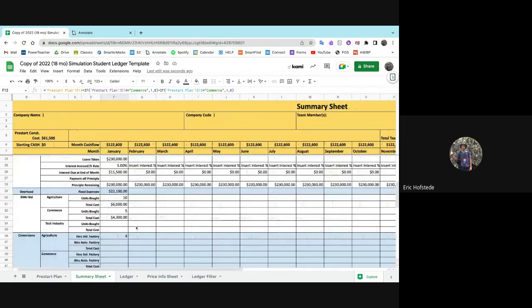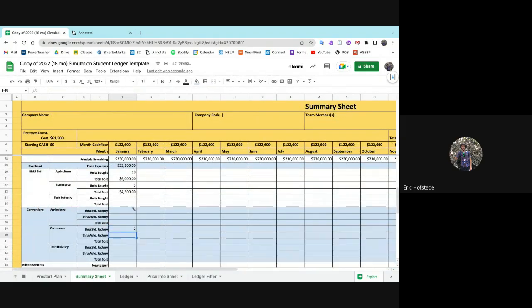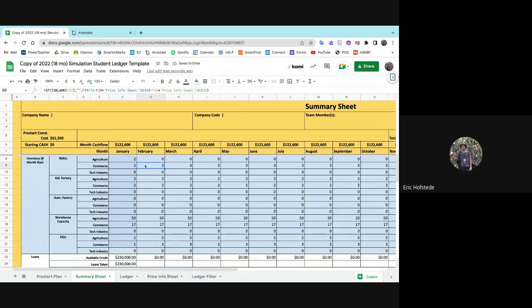So we'll submit that form as well. You can do it at the same time or separately. So 2 standard RMUs, and that's going to adjust. So I now have 3 leftover commerce RMUs. So already running into problems with my commerce. Maybe I bought too much, or maybe I didn't buy enough factories.